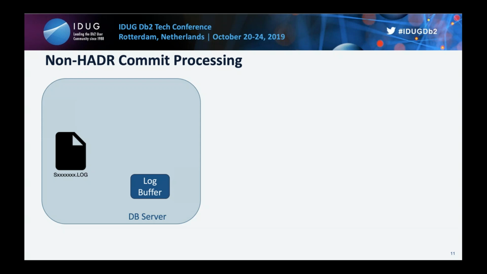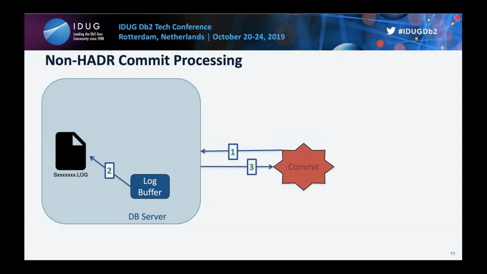So for non-HADR commit processing, we have a commit that comes in to our database server. Our database server writes the log buffer, which is a memory area, out to the log file, which is on disk. And after that, the commit is considered successful. This is a fairly fast process, and we want it to be because there can be hundreds, thousands of commits per second on databases. So we want to make sure that that's as fast as possible.